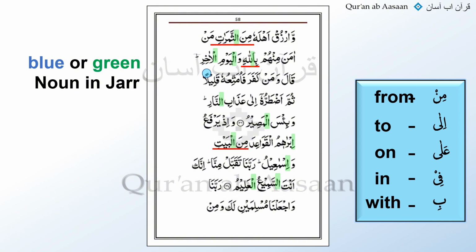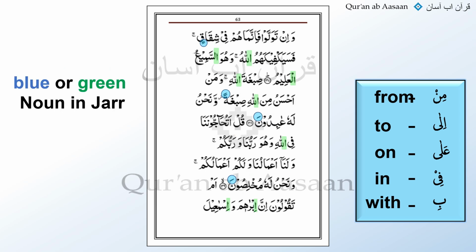Minal baiti, yes, beautiful. Okay, the next page we are going to do is page number 63. Isn't it fun? It's easy, right? Alhamdulillah, how many you can identify so quickly now? Fi shiqaqin, yes. Any other one? Minallahi. Good. And fillahi as well. Yes. Excellent. Well done. It is fun, isn't it?